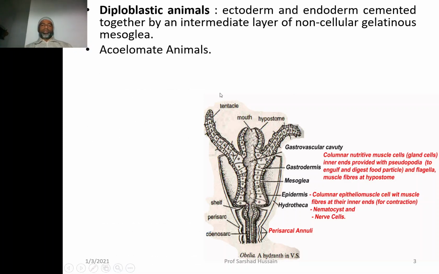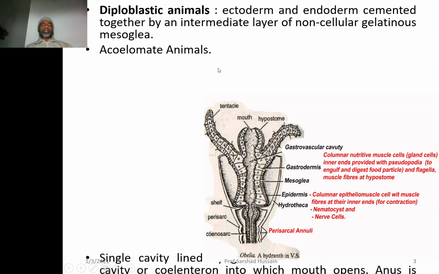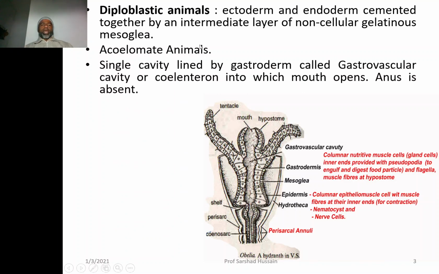They are acoelomate. You can find that this is the endoderm, this is the ectoderm. There is no space present between these two layers. So the organisms which don't have the coelom, which don't have the cavity, are called acoelomate animals. They have a single cavity lined by gastroderm. Inside it you can see there is a cavity which is lined by the gastroderm, because the gastroderm cells are lined around it. This is called the gastrovascular cavity, also called the coelenteron.